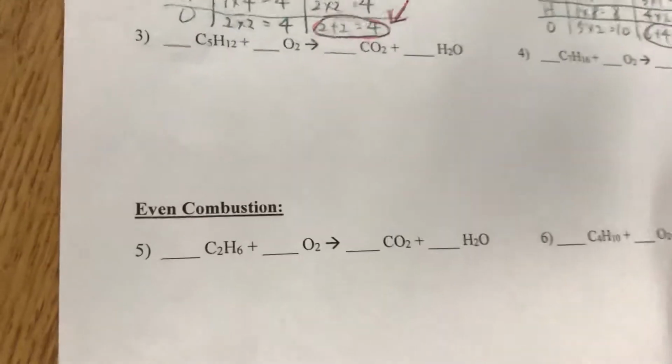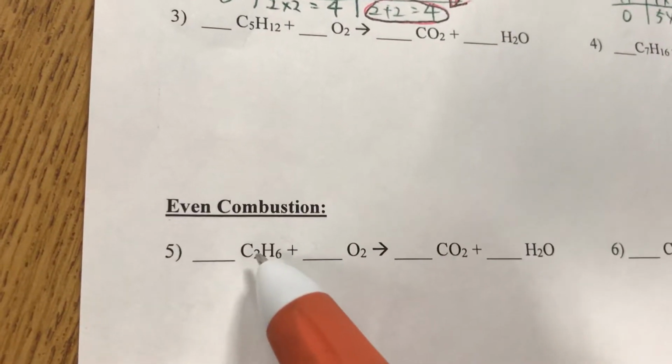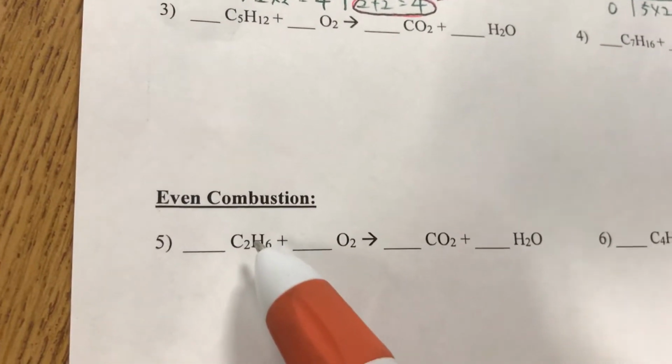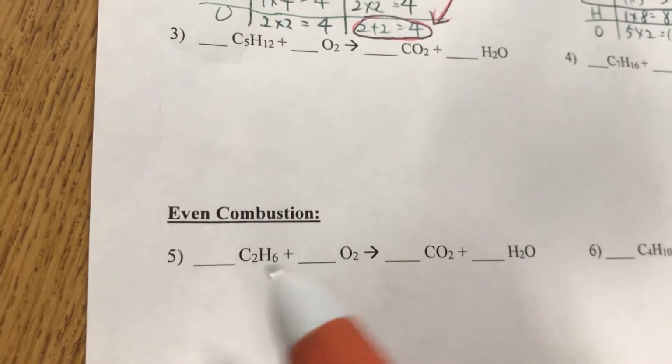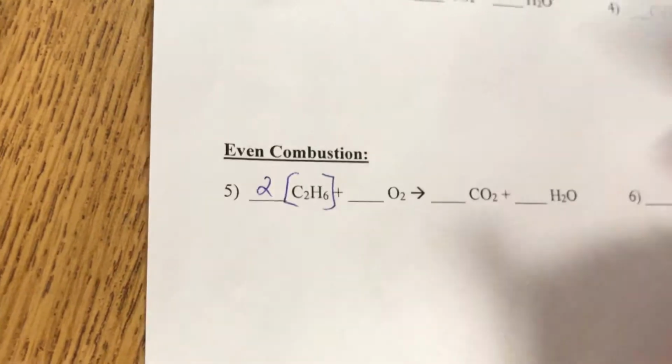Okay. So let me do one question with even. Okay, so blue pen. Now how do I know it's even? Because the x number on the C is even, like 2, 4, 6, 8, 10. So the first step is we need to put the 2 in front of C2H6, and put a bracket.